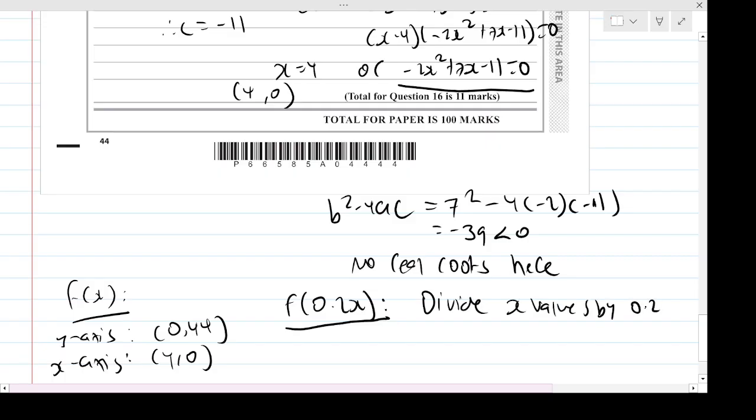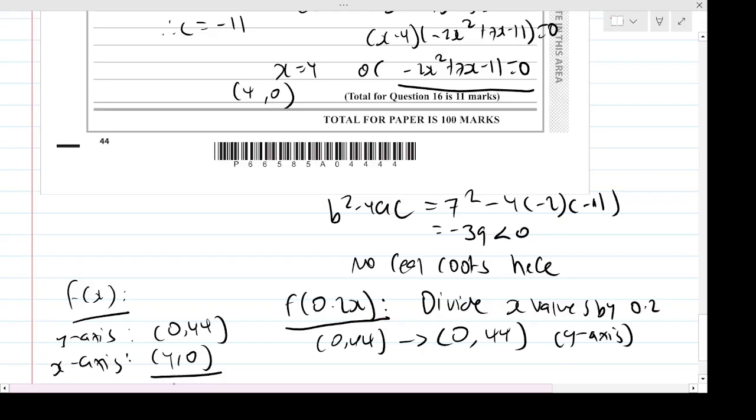So to obtain these new points where it crosses the axis, to map that to this new function here, we're just simply going to use this little rule. So firstly, 0, 44: if we divide x by 0.2, then 0 divided by 0.2 is still 0. So it's still 0, 44. That is unchanged, so it crosses the y-axis at the same point.